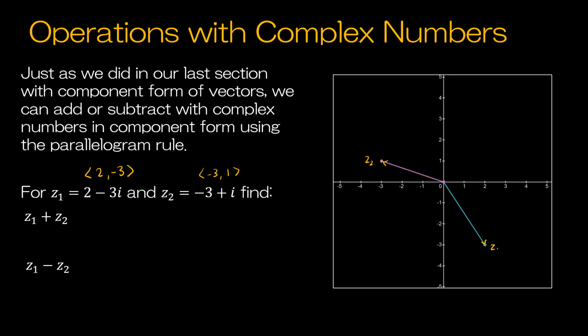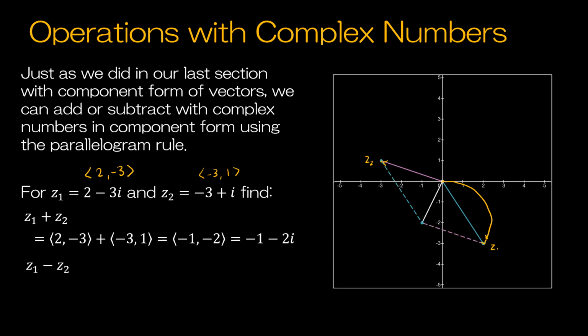We can use that parallelogram rule to say if I'm taking z1 plus z2, then I'm going to simply take z2, and it's almost like taking that initial point and shifting it down here. So it's going to look something like this. So adding them together, I'm going to have (2, -3) plus (-3, 1) gives me (-1, -2). I'm going to put that back into a complex number. But again, that's that point right here, negative 1 minus 2i, or (-1, -2).